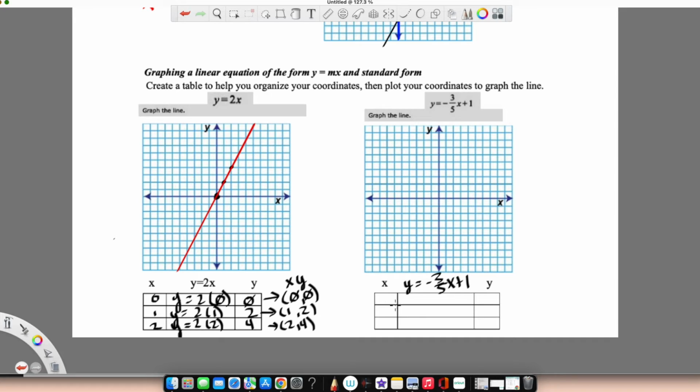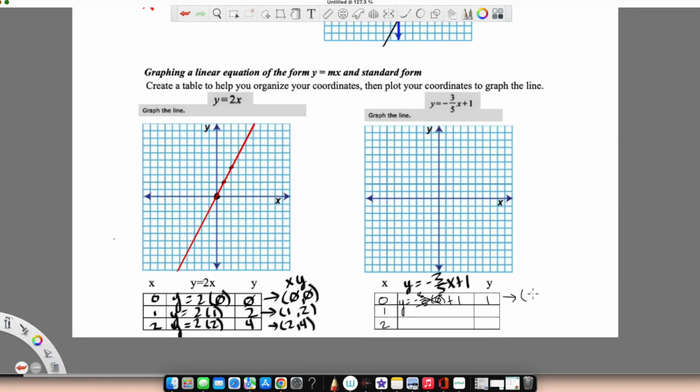So I'm still going to go 0, 1, and 2. But now I have y equals negative 3/5 times 0. So the main problem with going 0, 1, and 2 on this one is that we're going to end up with decimals. And that's perfectly fine. Now on this first one, you're not going to end up with any decimals because anything times 0 is going to cancel. So y is just going to equal 1.